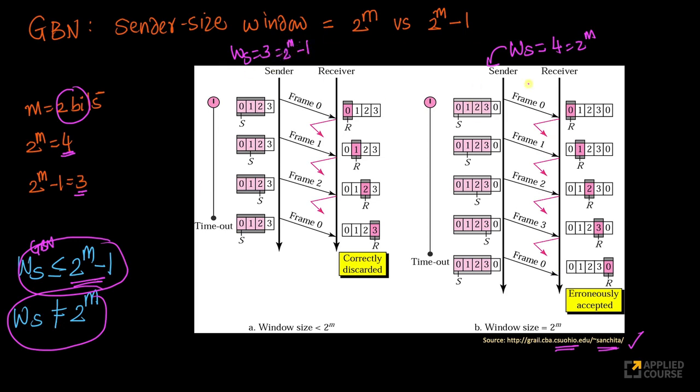Now let's see what happens if you have window size 3 and window size 4. I'll show you that if you have window size 4, things can go crazily wrong. Okay, let's go step by step. If window size equals 3, suppose this is my window. I send frame 0, I start my timer. Frame 0, acknowledgement got lost. The frame reached here. That's why the receiver window moved to 1. The frame was received here, but the acknowledgement was lost.